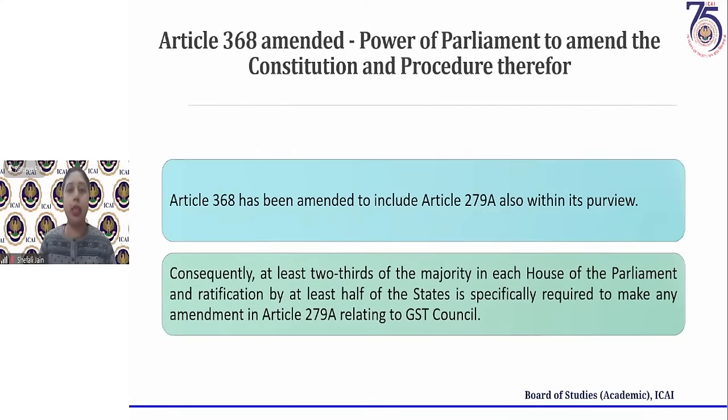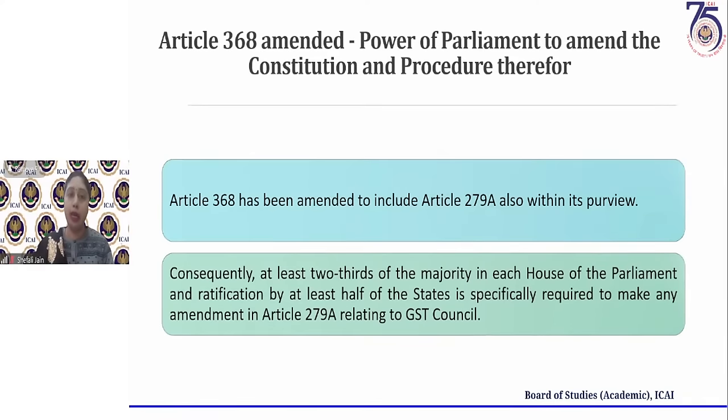Then Article 368, the power of the Parliament to amend the constitution and procedure therefor. Article 368 has been amended to include Article 279A also within its purview. So at least 2/3 of the majority in each house of the parliament, and ratification by at least half of the states. If we have to make any amendment in Article 279A, then how can we make it? In each house of the parliament, this amendment has to be passed by 2/3 of the majority, not by a simple majority.